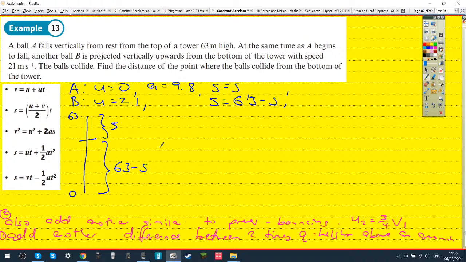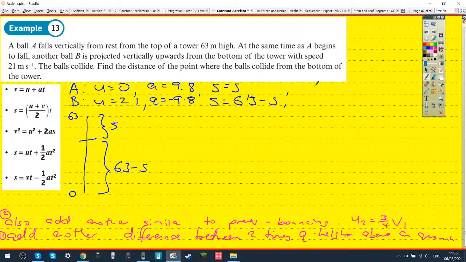We need one more thing. 9.8, so A. You need to be careful about this. Would they both be positive A's? Both negative? One minus, one plus? Let me see. So this S will be a positive one, and then for this 63 minus S, I think this will be minus 9.8.